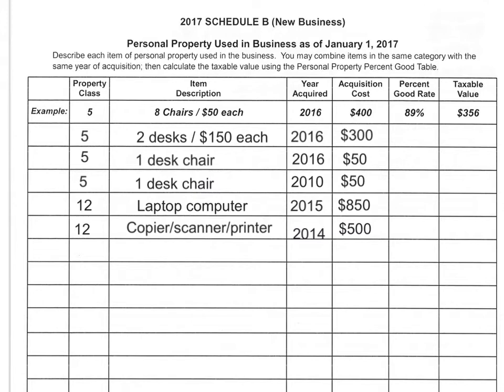We'll go through each item one by one, and we will help you determine the percent good rate and the taxable value. Please remember that the acquisition cost includes sales tax and any shipping or installation charges which may have been part of that cost. Also, remember that anything that you use in the business must be reported, even if you own it personally, like a cell phone or a laptop computer.